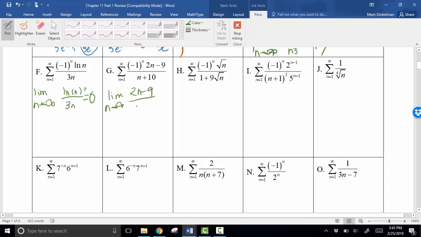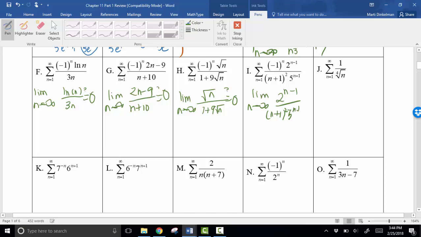So this one, 2n minus 9 over n plus 10. I'm wondering if that's 0. This one, that root n over 1 plus 9 root n, is that equal to 0? And then finally, limit as n approaches infinity of 2 to the n minus 1. That one's a big mess. Okay, is that equal to 0? Okay, I might have to do a little bit more work on that one.